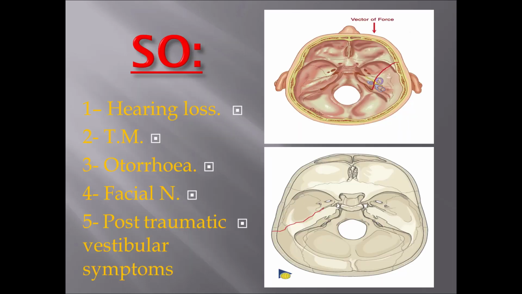So, as regards longitudinal fracture, the hearing loss is a conductive type. The tympanic membrane ruptures leading to otorrhea commonly, and vice versa as regards the transverse fracture. The facial nerve is more commonly affected in cases with longitudinal fracture than those with transverse fracture due to the higher incidence of the former. The post-traumatic vestibular symptoms are more common with the longitudinal fractures.